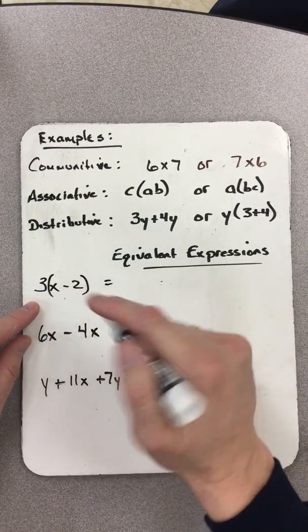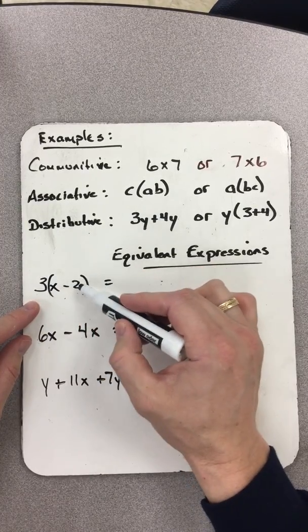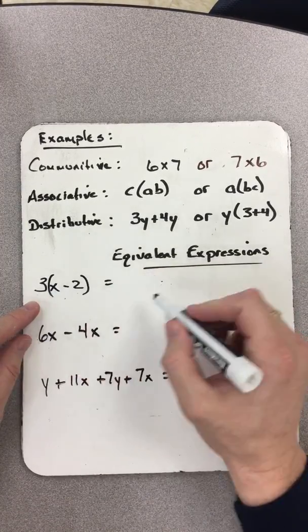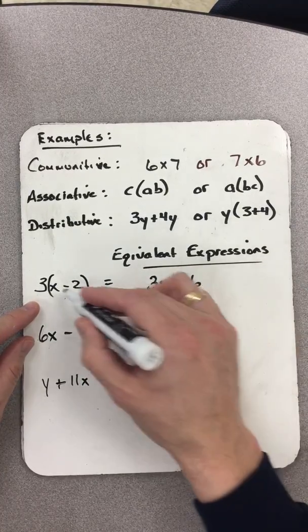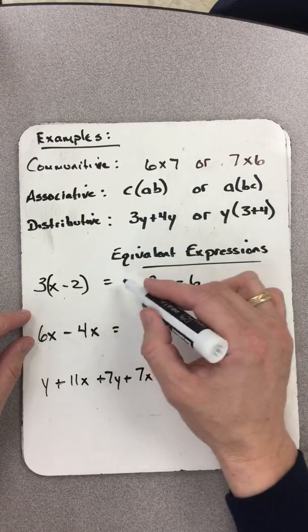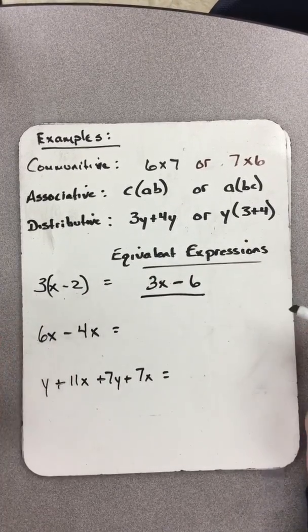So in this case, what I'm going to use is the distributive property, and I'm just going to distribute that 3 to the x and that 3 to the 2. So I'm going to do 3 times x, so I get 3x, and 3 times 2, which is 6. And don't forget, they're still subtracting. This right here is an equivalent expression to this one. It means the same thing. It's going to get you the same answer. That's another expression that gets you the same result.